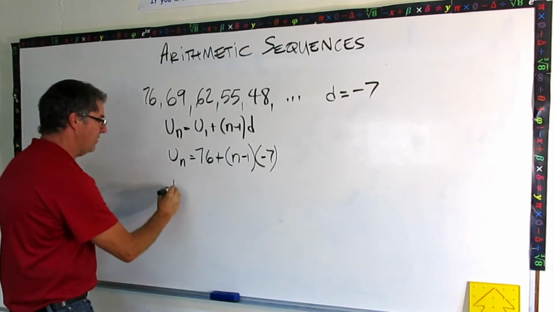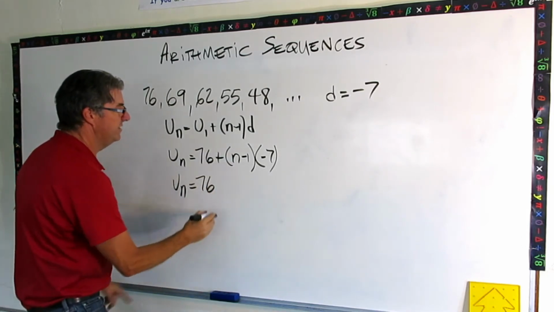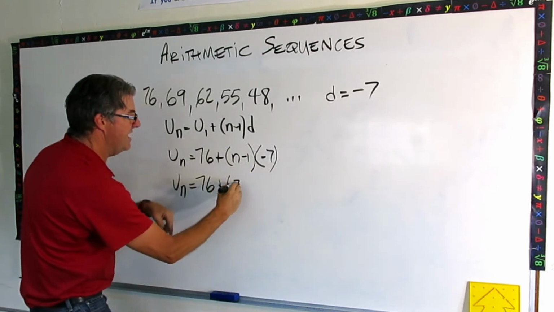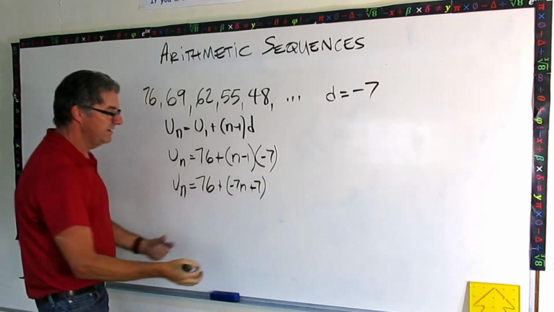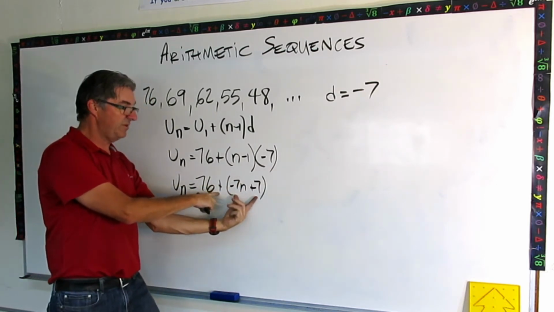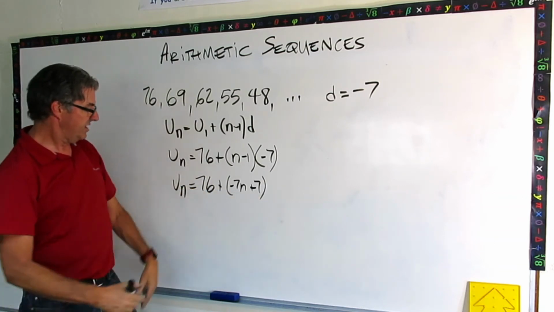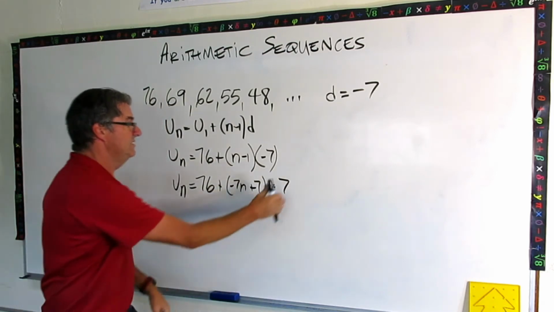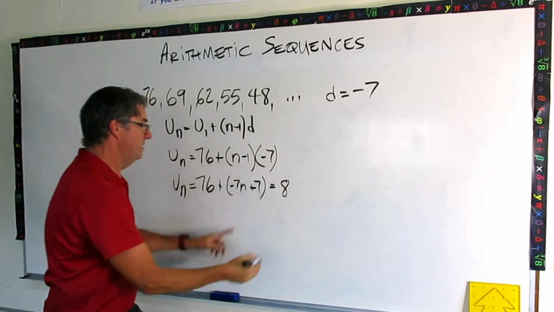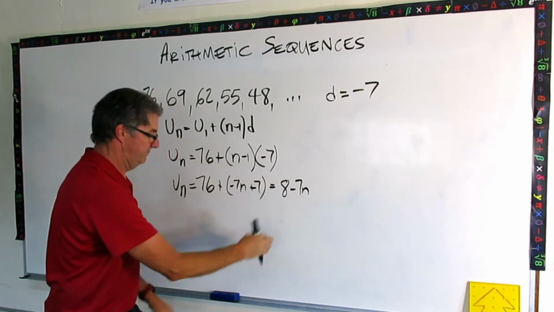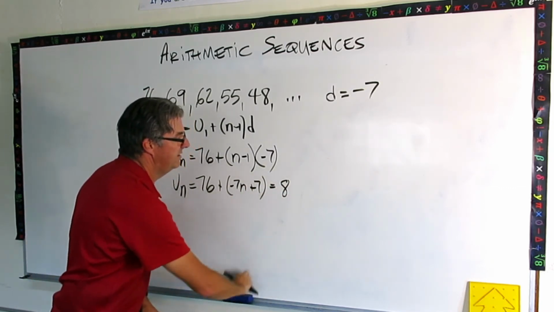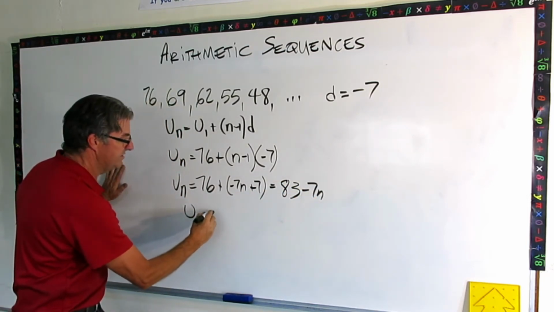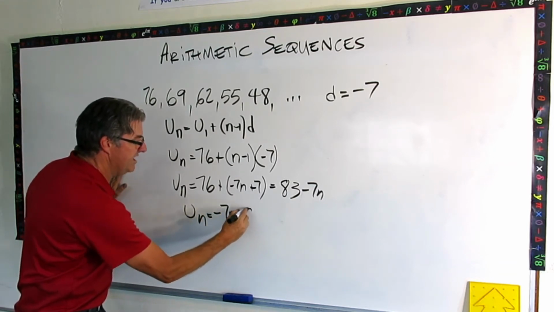So now let's do our distributive property. Un equals 76 plus negative 7n plus 7. Now I put parentheses in here just to make sure we distribute this plus accurately. So check it out. This is going to end up being 76 plus 7. It's going to give me 83 minus 7n. That's 83 minus 7n. Or we could do it this way: un equals negative 7n plus 83.